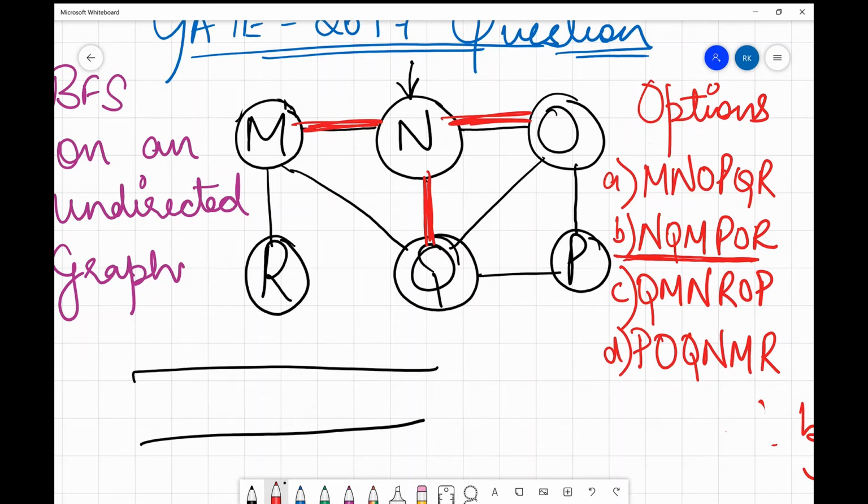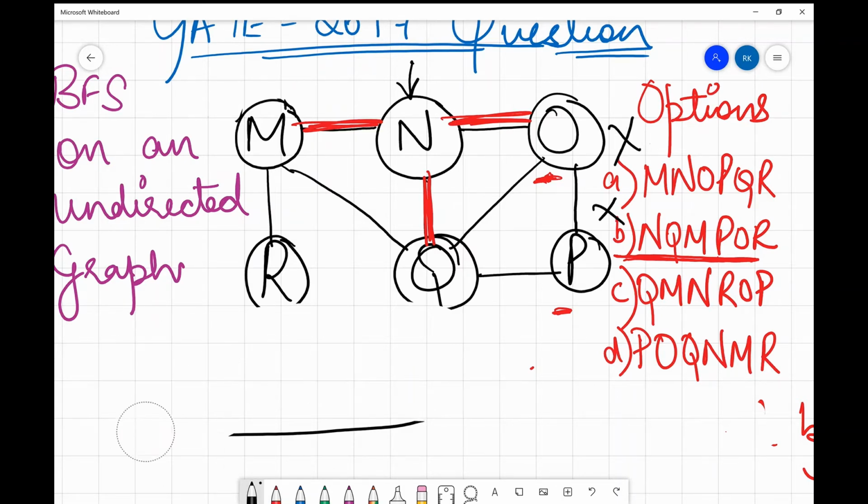I need to process these elements first before moving to the next level. Again, using that same logic, I cannot move to P before O is processed. I cannot move to P before O is processed because this is in the same level. So this is in the same level, and that means this option over here is also not possible.